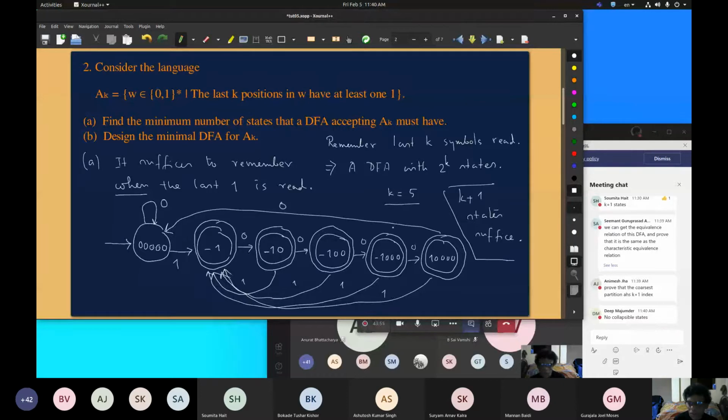Okay, so how do I argue here? Of course, I cannot collapse this one with any of these states because this is a non-final state and these are all final states. I can never collapse a final state with a non-final state. So the only possibility is whether I can collapse any 2 of these 5 states. Why is it not possible?